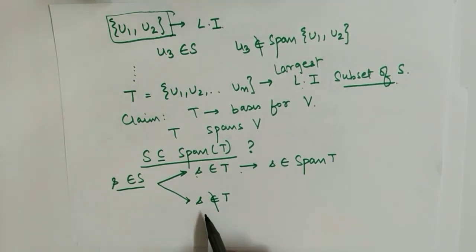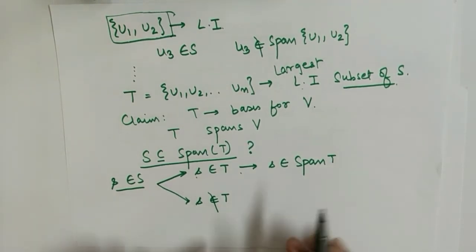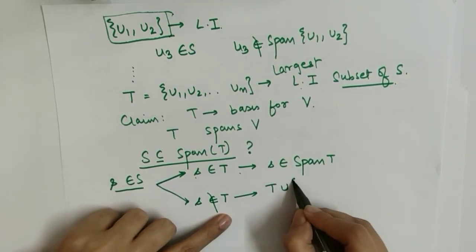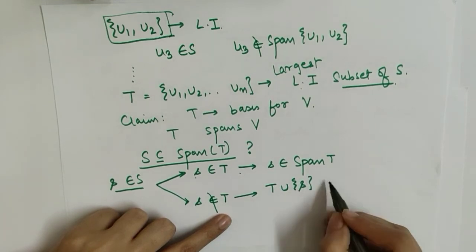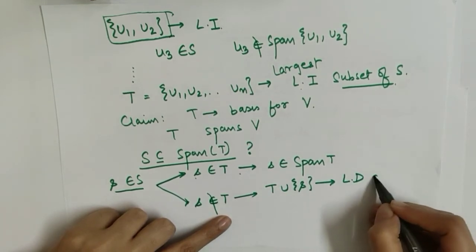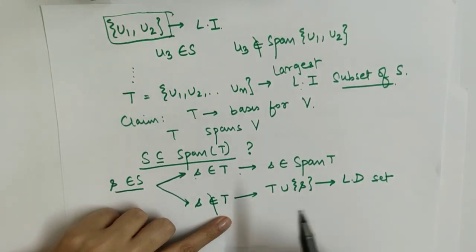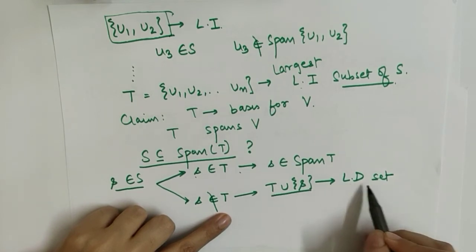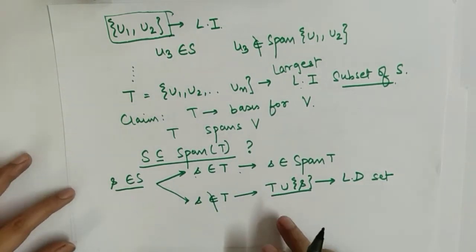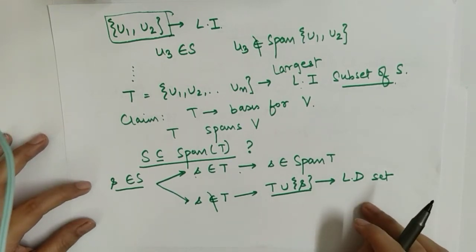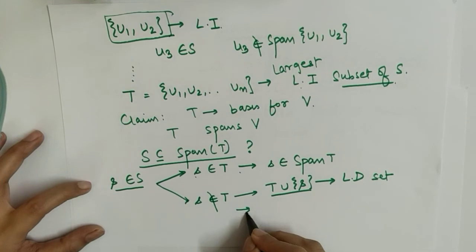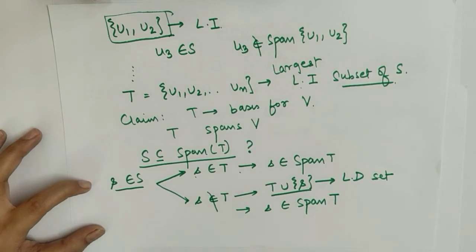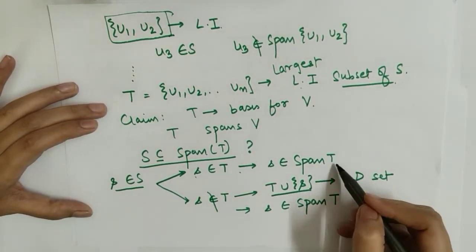So let us now take a look when S does not belong to T. Now when S does not belong to T, then T union singleton S, when I take, this becomes my linearly dependent set, because I've assumed that T is the largest linearly independent subset of S. So this being a subset of S will be linearly dependent. Now because T union singleton S is linearly dependent, that means that S belongs to span of T.